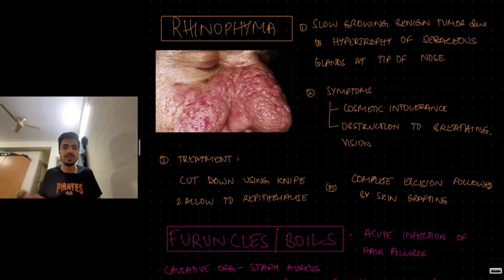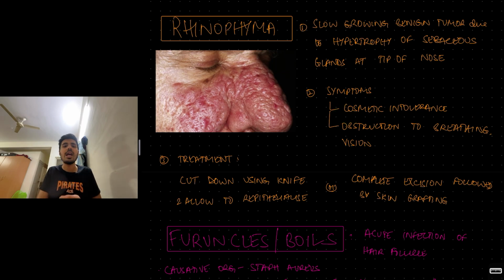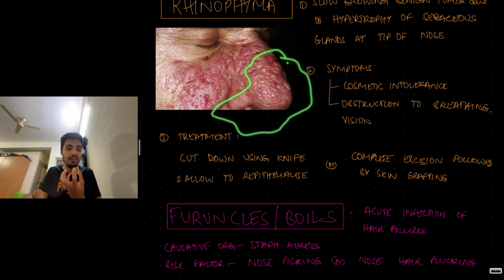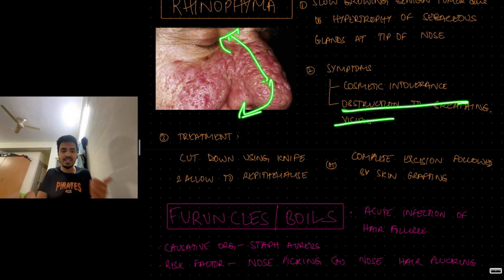What are the symptoms? Think about it. It is growing, so it can first of all cosmetic intolerance. It doesn't look good, it doesn't appear nice. And if it is a very bulky mass, then it can even obstruct breathing. If it is a very bulky mass, if you see severe rhinophyma, it can be a huge fungating mass, then it can obstruct vision, it can obstruct breathing. So this is the symptoms.